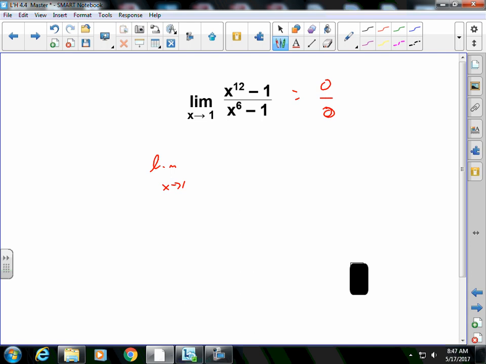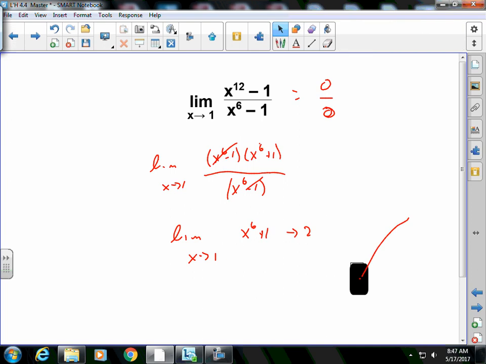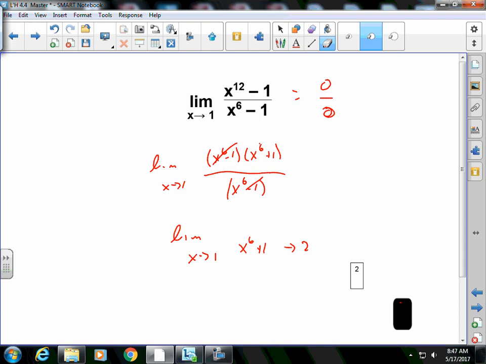x to the 12th minus 1 can be factored to this, all over x to the 6th minus 1. They cancel. I'm looking at the limit as x approaches 1 of x to the 6th plus 1, which is 2. So I can evaluate this, and I don't have to apply L'Hopital's. Not everything is a L'Hopital's problem.